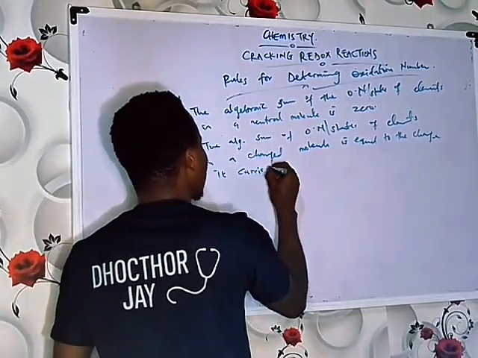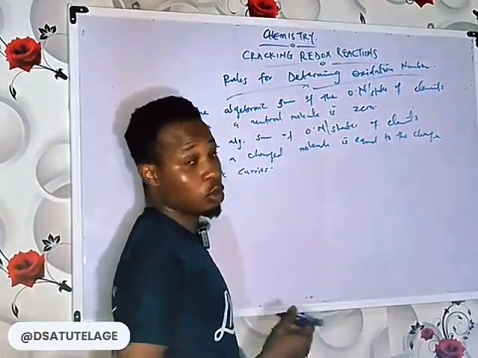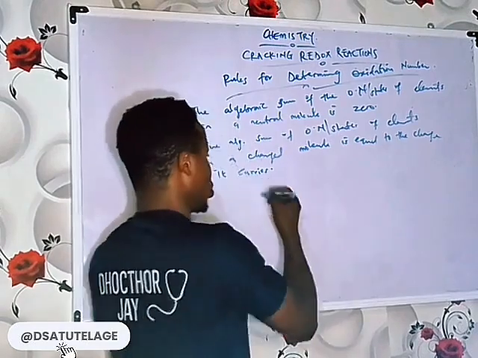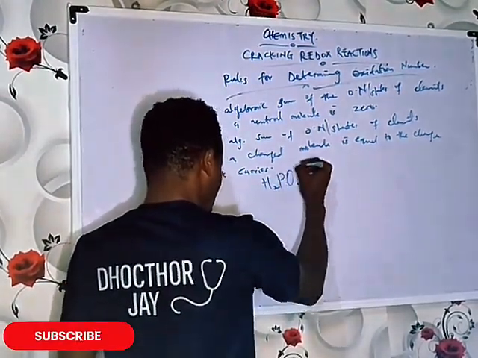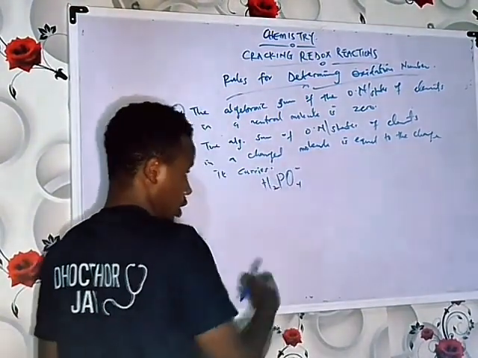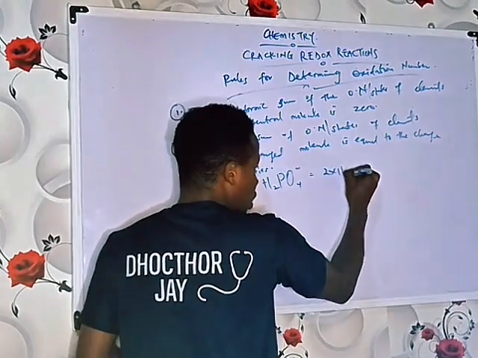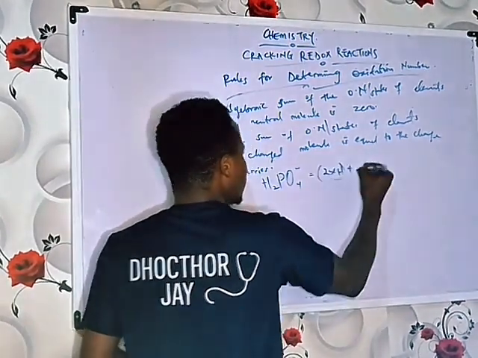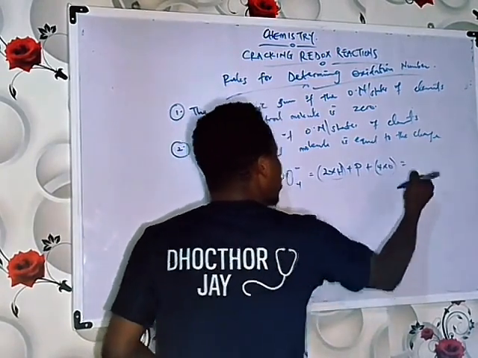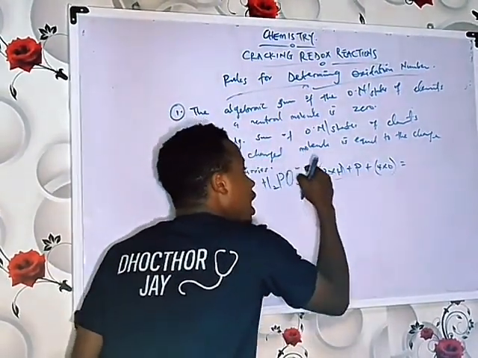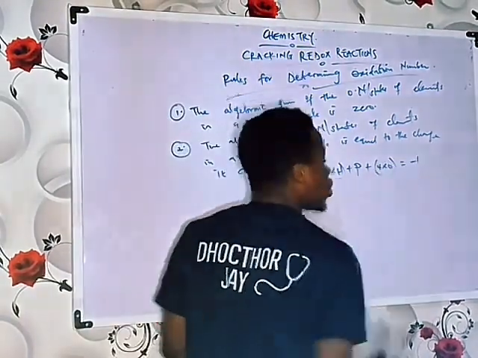So let's assume that I give you a molecule like H3PO4 that loses a proton to form its conjugate base. So we're going to have H2PO4 minus. If we have a molecule like this, the algebraic sum, like we did earlier, is going to be 2 times H plus P plus 4 times O. Everything will not be equal to 0 this time around because there's a charge. What's the charge here? Minus 1. So everything will be equal to minus 1.